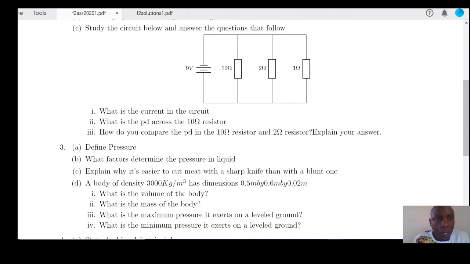The next question is telling us to study the circuit that is given below and then answer the questions that follow. The first question is, what is the current in the circuit? The second question is, what is the PD across the 10 ohm resistor? And the third question is, how do you compare the PD in the 10 ohm resistor and the 2 ohm resistor? Explain your answer.